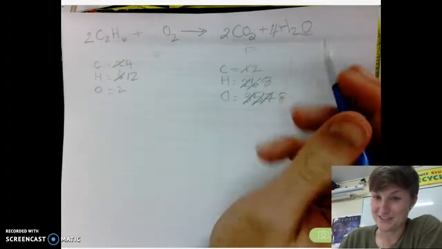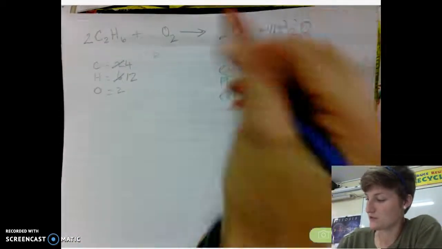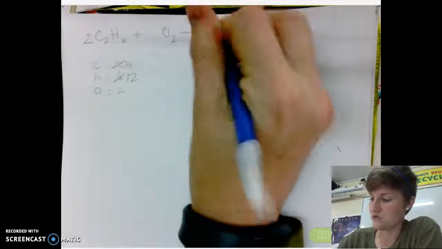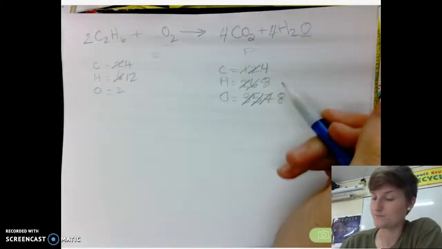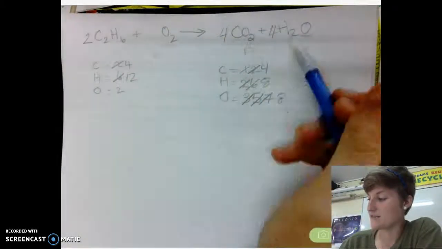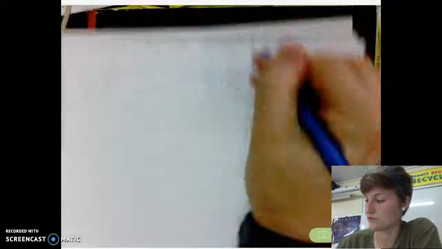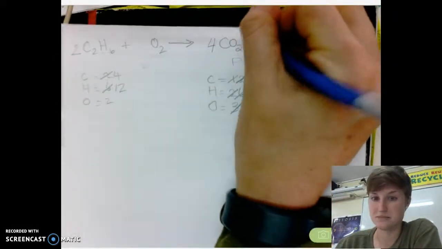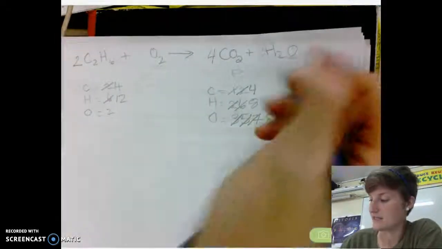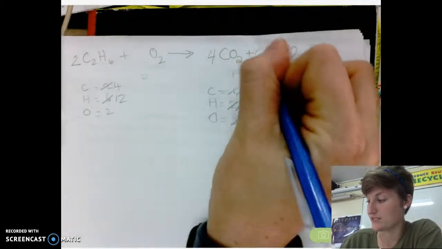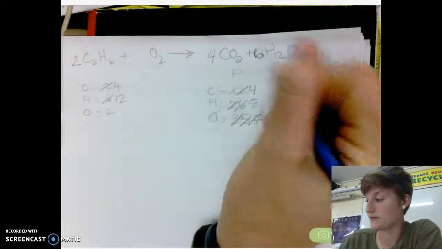Now we look at the other side and we have to change it. So we can start either way. Okay, I need 4 carbons, so I've got to put a 4 here. So now I have 4, and I have 8. We'll get to it because we have to change hydrogen. Sorry, paper's going all over the place. So to get 12 hydrogens, I put a 6 in front of water.